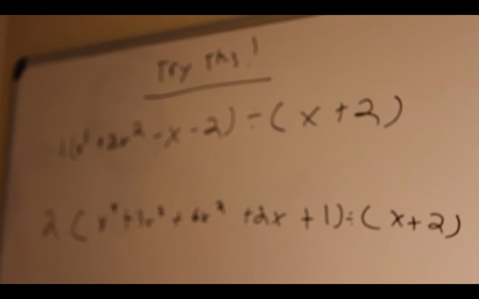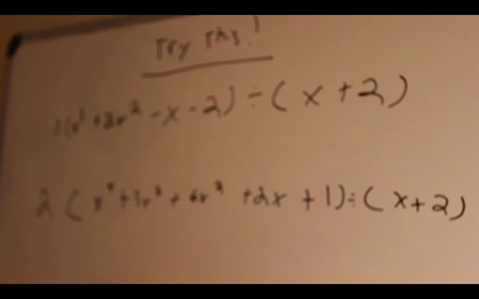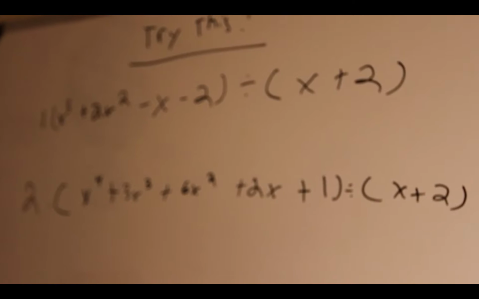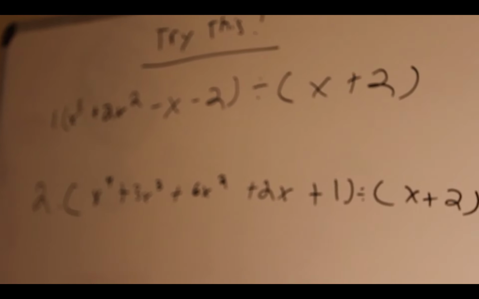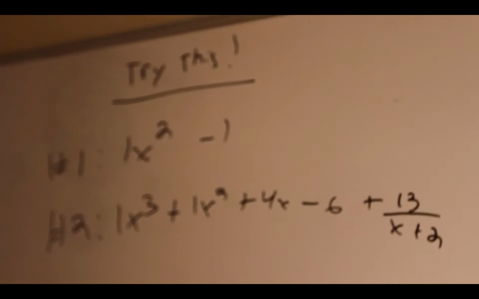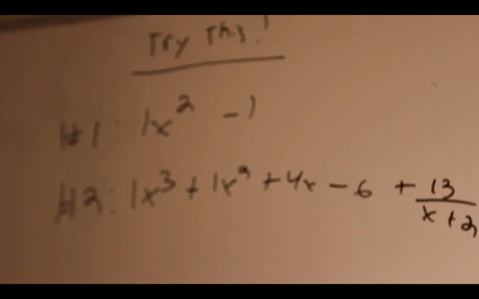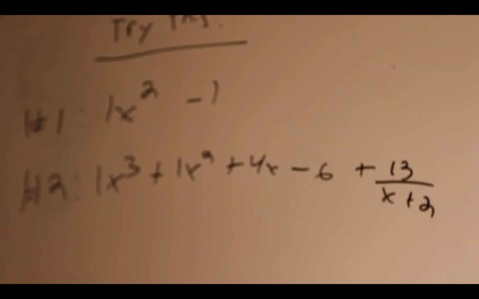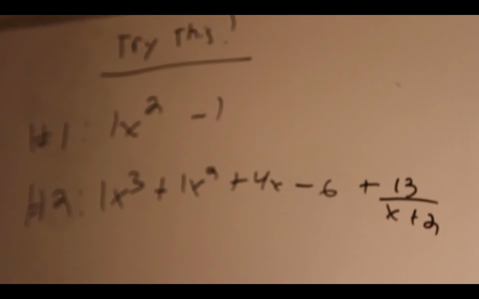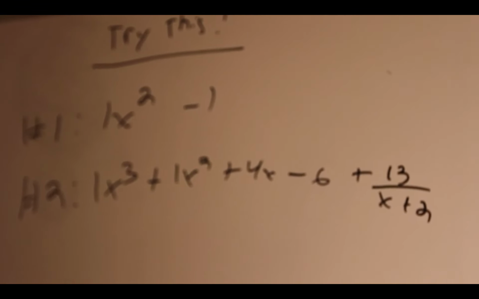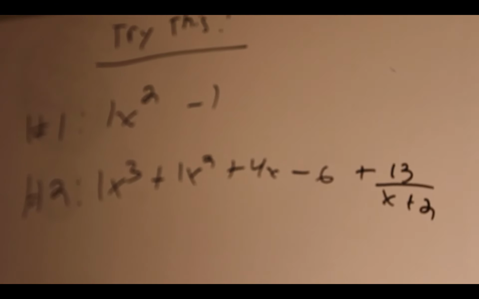Try these numbers. I'll present the answers in about 5 seconds, so pause if you need to. These are the answers. Number 1, 1x squared minus 1. Number 2, 1x to the power of 3 plus 1x squared plus 4x minus 6 plus 13 over x plus 2. There you have it.